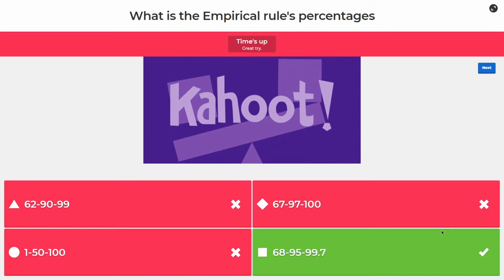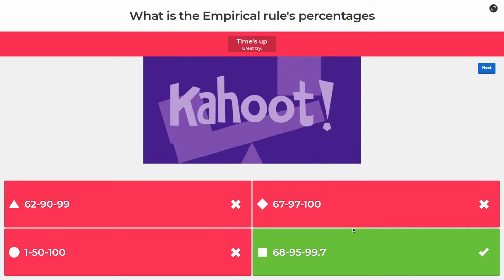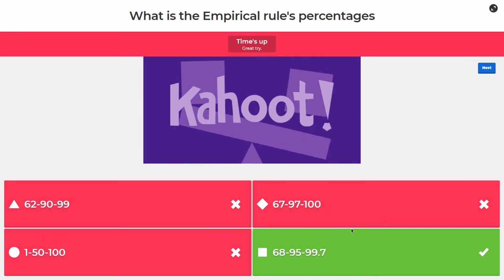Alright, so for this, you just need to memorize that it's 68, 95, 99.7, and the reason it's not 100 is because there are going to be some outliers.